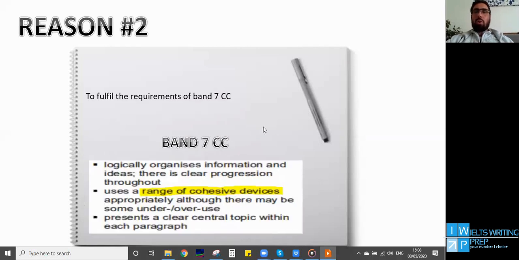Reason number 2, to fulfill the requirements of Band 7 CC. Some of you attended the lesson with Amina Shibani, and she talked about a range of cohesive devices. Cohesive devices are linkers, and we use who, which, where, and so on to link our ideas together and to refer to other things. So this is a type of cohesive device. It's called referencing.